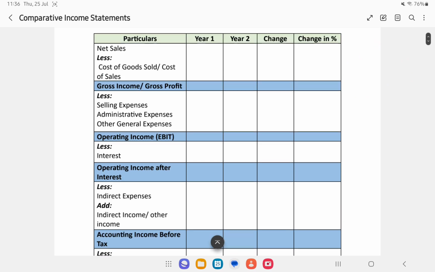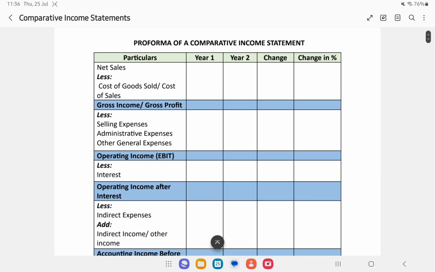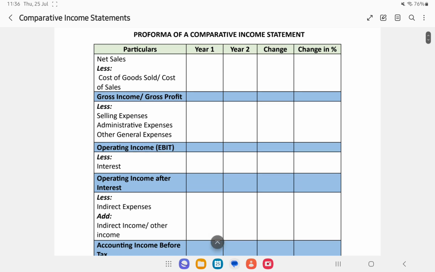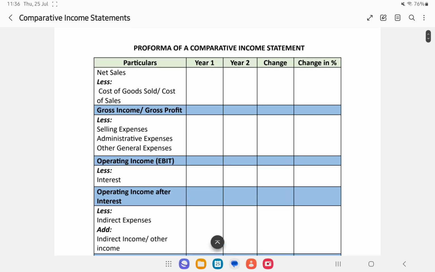Now, here is the format of a comparative income statement. If you just ignore this part, here we are making a comparison. Instead of making these four columns, if we are just given an amount column, what is this? This would become an income statement, not a comparative income statement. I hope you got that concept clear. Now let's see how to prepare a comparative income statement.